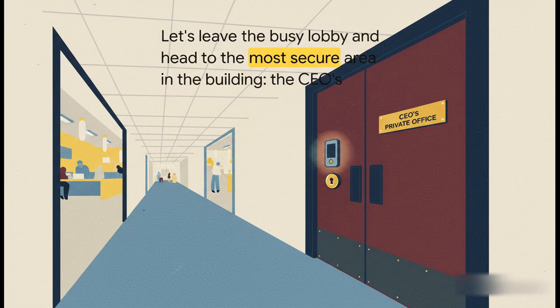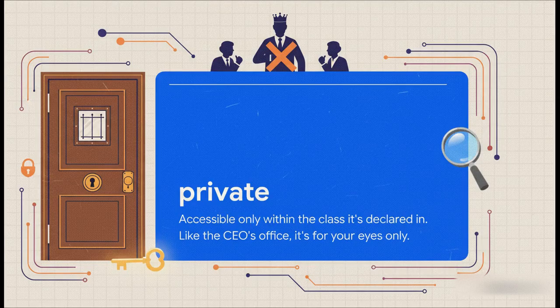All right, let's head out of this busy lobby and make our way to the most secure area in the entire building, the CEO's private office. And this represents the private access level. It is locked and only the CEO has the key. In your Java code, anything you mark as private can only, and I mean only, be accessed from inside the very same class where you declared it. It's completely off limits to everything else.